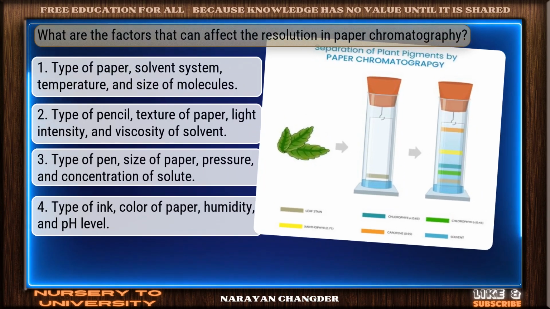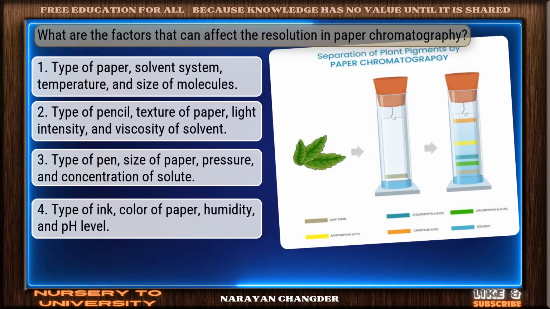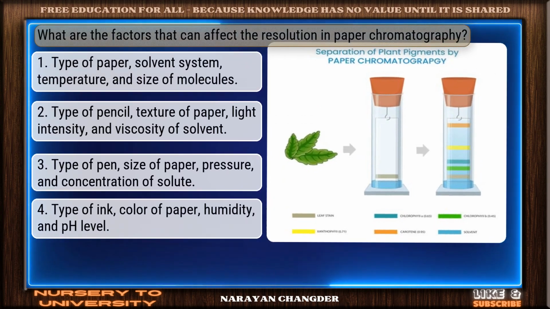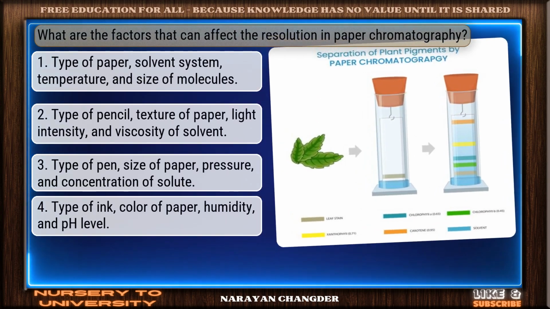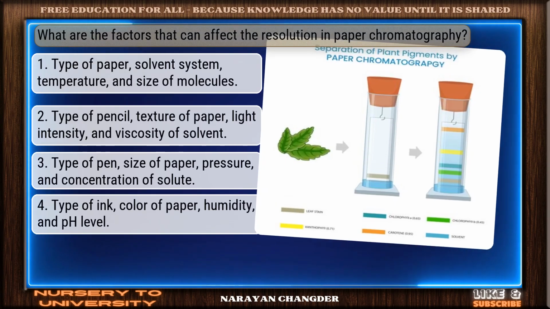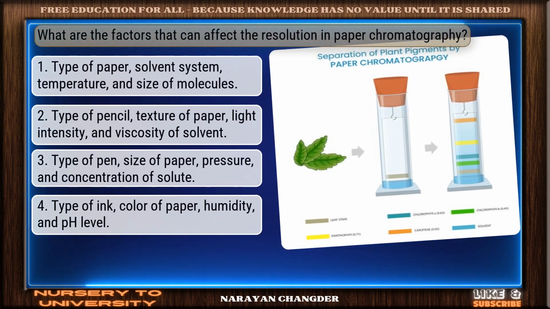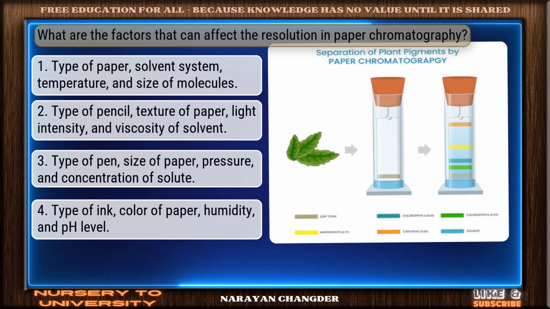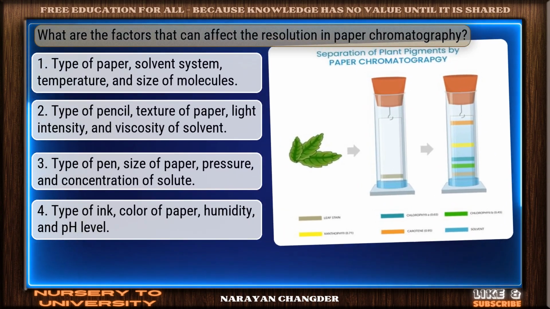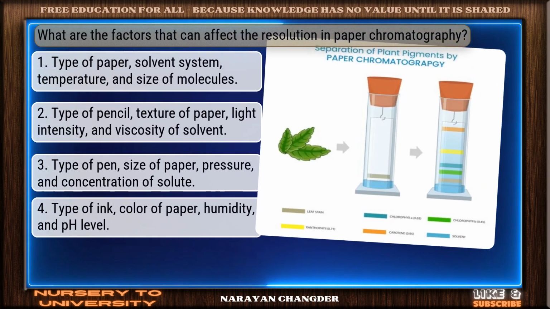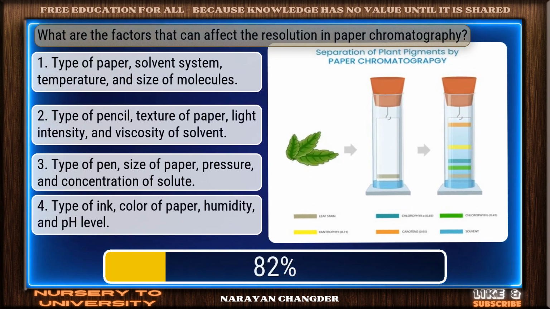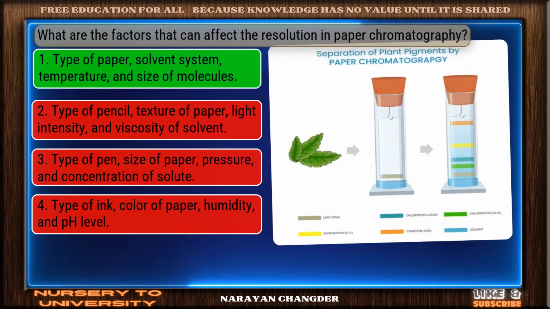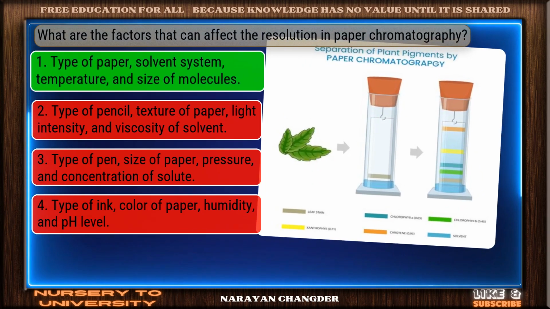Option 1, type of paper, solvent system, temperature, and size of molecules. Option 2, type of pencil, texture of paper, light intensity, and viscosity of solvent. Option 3, type of pen, size of paper, pressure, and concentration of solute. Option 4, type of ink, color of paper, humidity, and pH level. Perfect choice, type of paper, solvent system, temperature, and size of molecules.